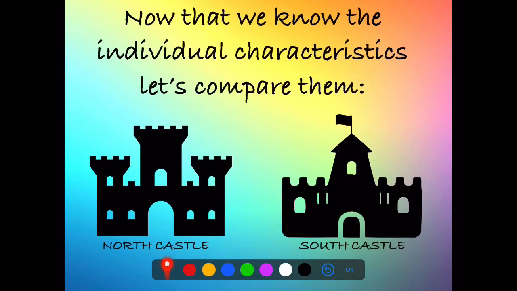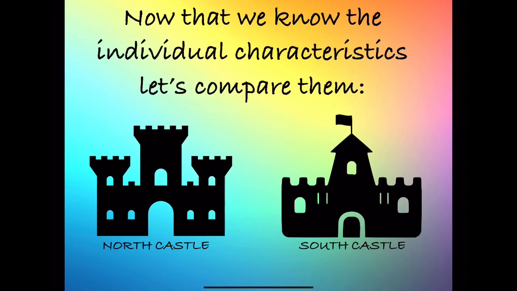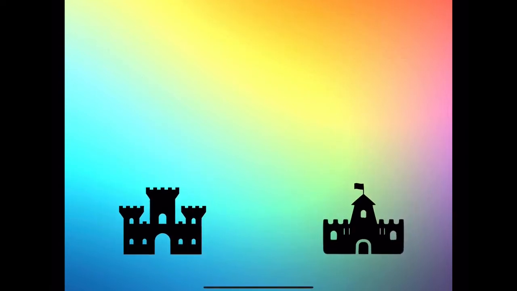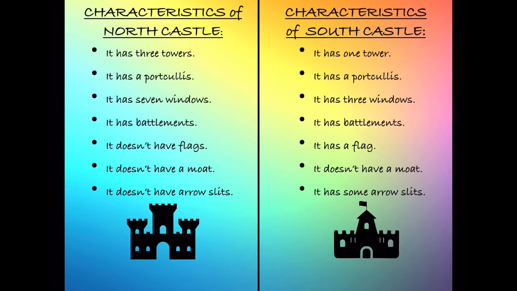Now that we know the individual characteristics, let's compare them. The North Castle and the South Castle. What we're going to do now is we're going to compare each aspect of each castle. So I have organized it in that order so it's easier to compare. Let's start with the first sentence.